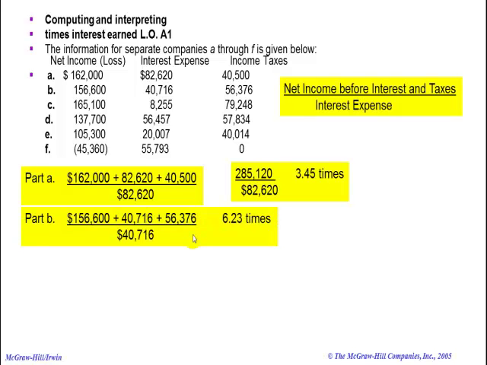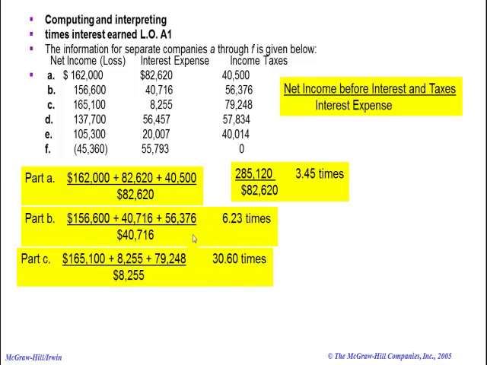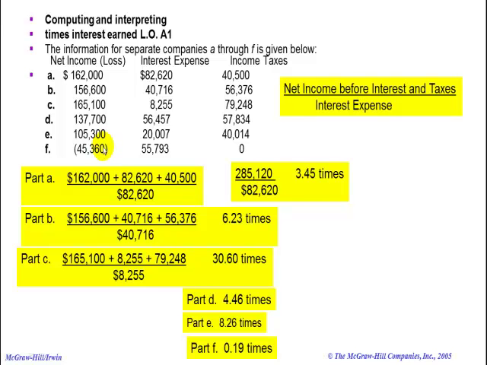Do the same thing for B, 6.23, C, which is 30 times, which is really high for C. For D, well, I won't go through the calculation anymore. You can see how that calculation works. For D, it's going to be 4.46 times. For E, it's going to be 8.26 times. And for F, since we have a loss there, it's going to be 0.19 times.